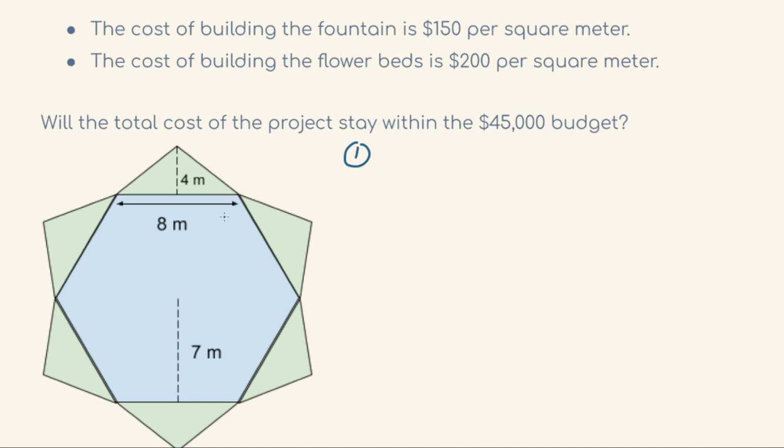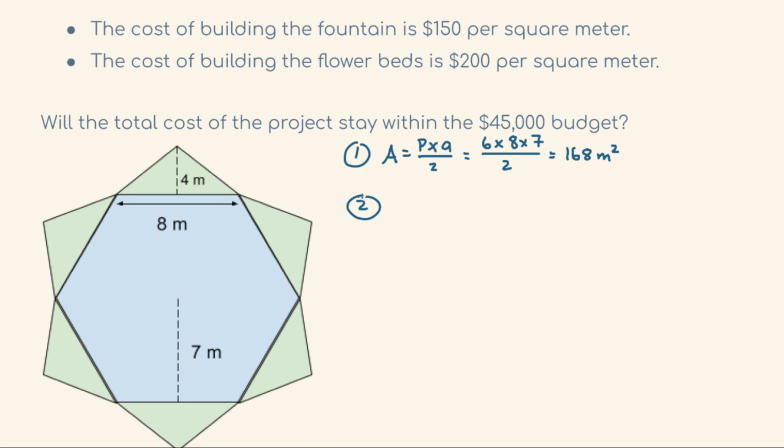Okay, so step 1, let's find the area of that blue hexagon. Now this is a regular hexagon. We know the area for that, right? It's equal to the perimeter times the apothem divided by 2. So the perimeter is just the number of sides, which in this case is 6, times the length of each side, which is 8, times the apothem, right? So that 6 times 8 is the perimeter. Now 7 is the apothem. We're going to divide that by 2. That's going to come out to 168 meters squared.